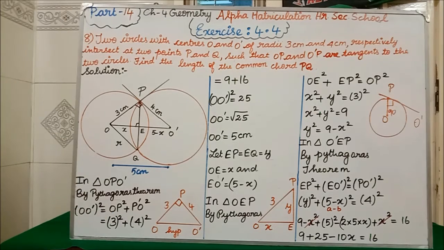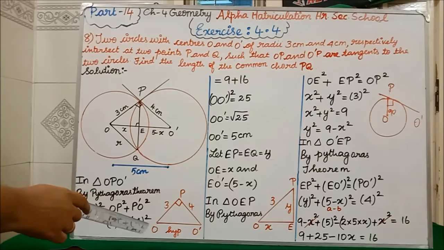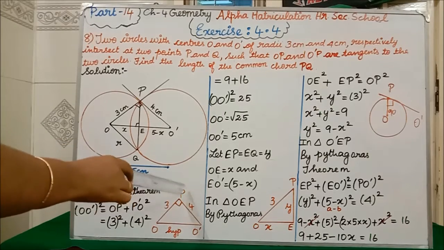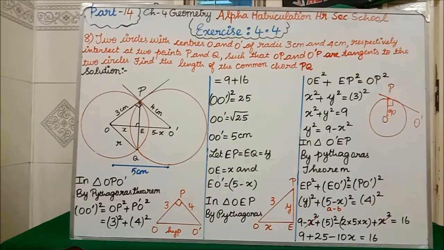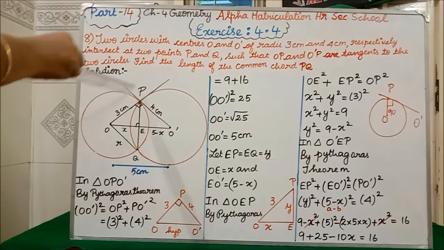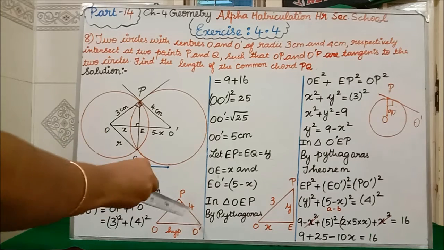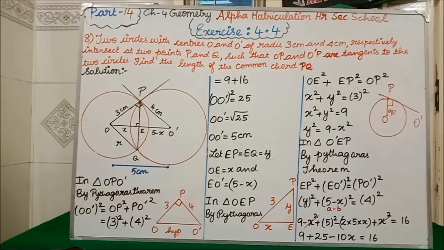In triangle OPO dash, by Pythagoras theorem, how can we write? The hypotenuse side: OO dash whole square is equal to OP square plus PO dash square. We know OP length is 3, so write 3 the whole square, plus PO dash is 4, so 4 the whole square.